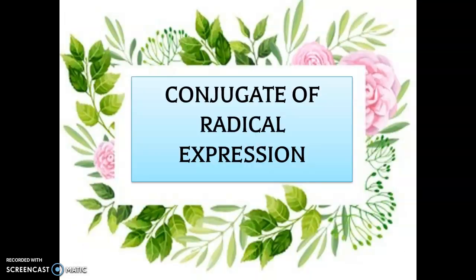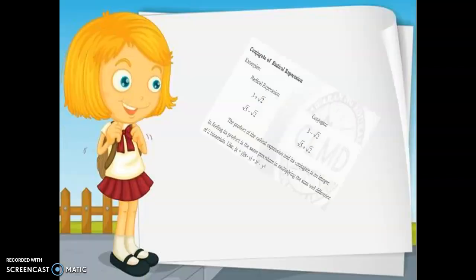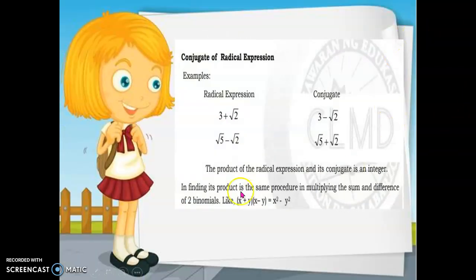Kasimple. And then, for the second part is the conjugate of the radical expression. Ito naman pa ay napakadali lang. Ano nga ba ang conjugate? So, base dito sa example natin, we have this radical expression in the conjugate. So, the radical expression is 3 plus the square root of 2. So, ang conjugate niya is 3 minus the square root of 2.